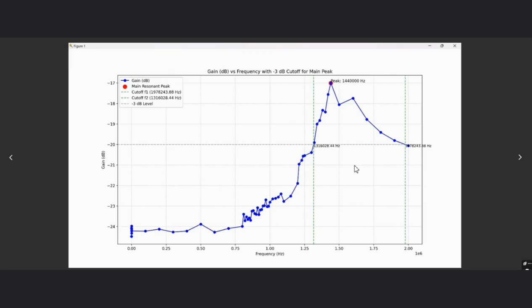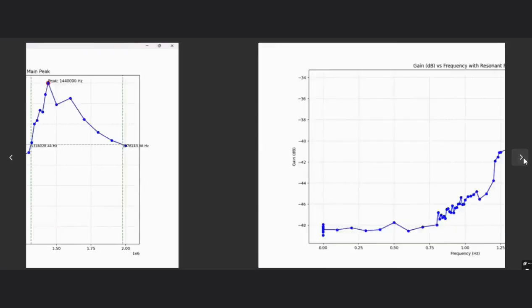Our first graph is gain versus frequency with the minus 3 dB cutoff for the main peak. As shown here, we have two minus 3 dB frequencies, and the difference is the bandwidth of the photodiode. This represents the range of frequencies over which the photodiode operates effectively.